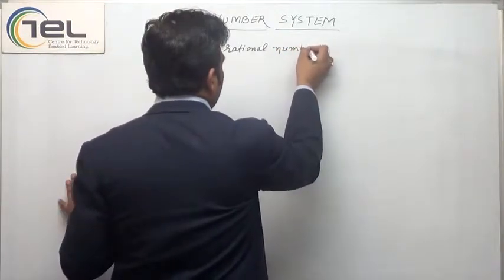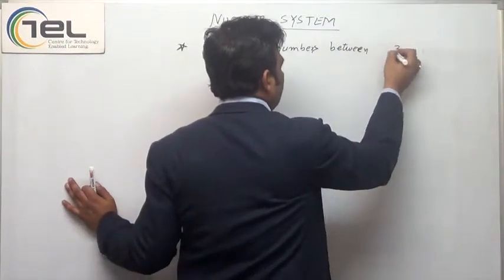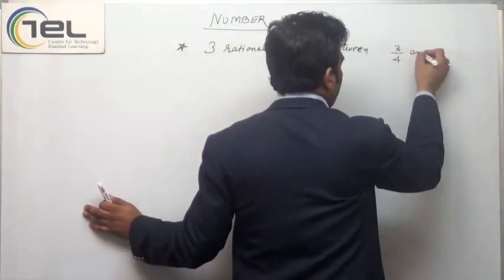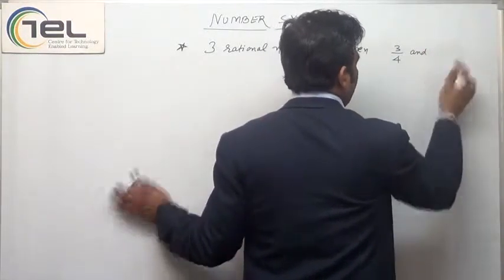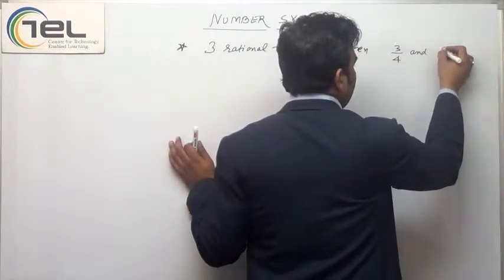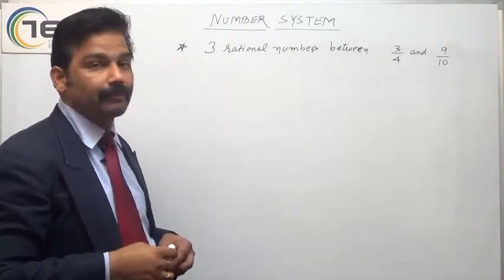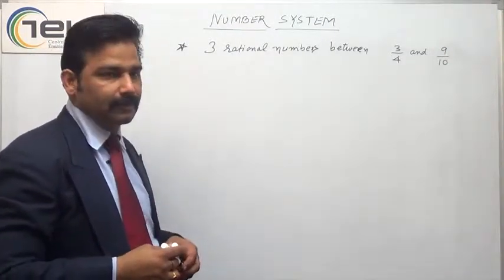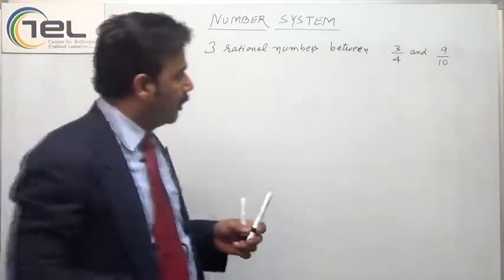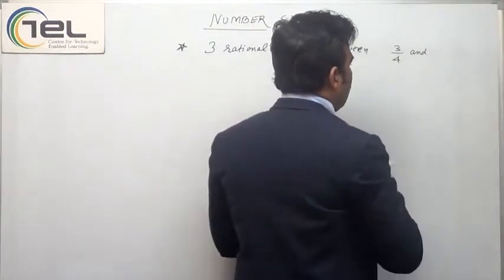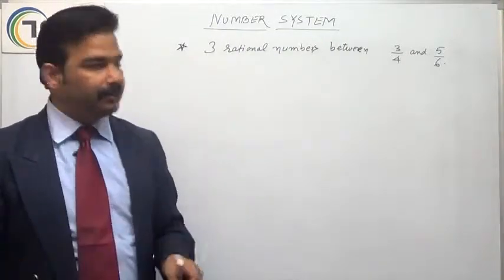For example, if we had to find 3 rational numbers between 3 by 4 and 9 by 10. These are the two. So how to find them? What is the way? Let's say I take 5 by 6 instead. So how to find the numbers between these two?